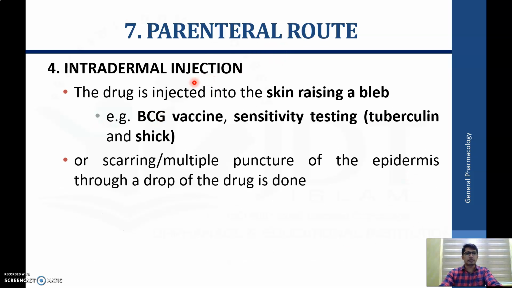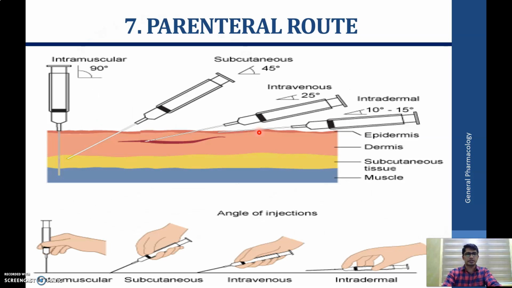Now another route of drug administration is intradermal injection. In this, the drug is injected into the skin by raising a bleb. For example, BCG vaccine and sensitivity tests like tuberculin and Schick tests. In scarification, multiple punctures of the epidermis are made through a drop of drug. So these are the different parenteral routes of drug administration.